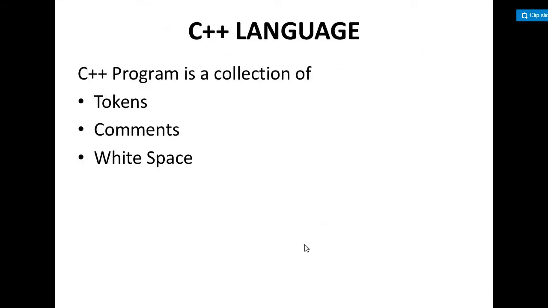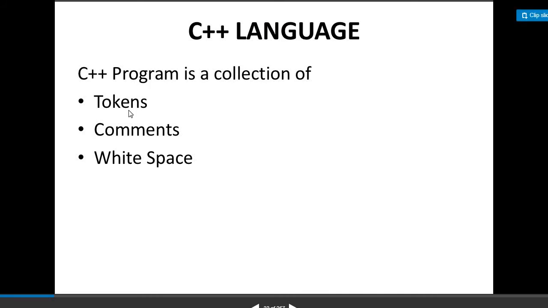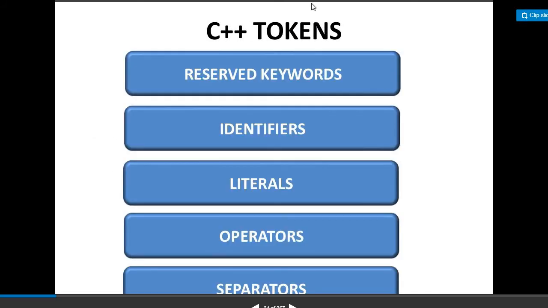Now the C++ language. A C++ program is a collection of tokens, comments, and white space. Tokens are reserved words or keywords. You can divide tokens into five types: identifiers, literals, operators, separators, punctuators, etc.